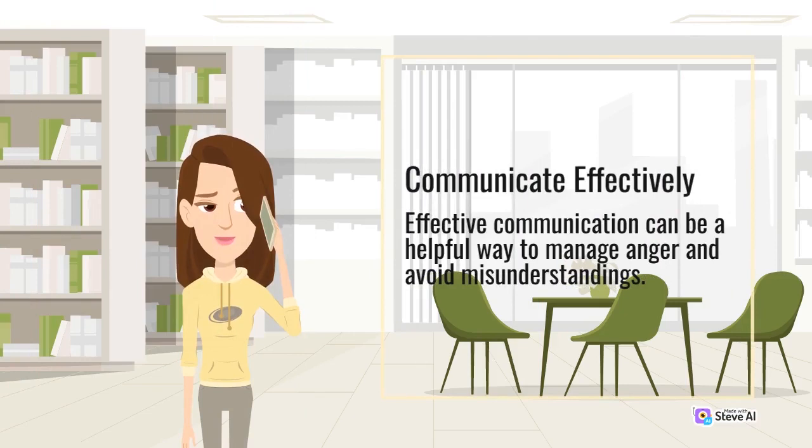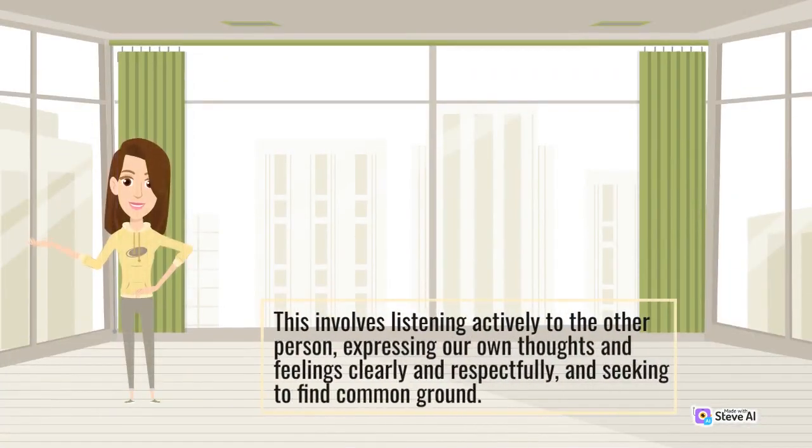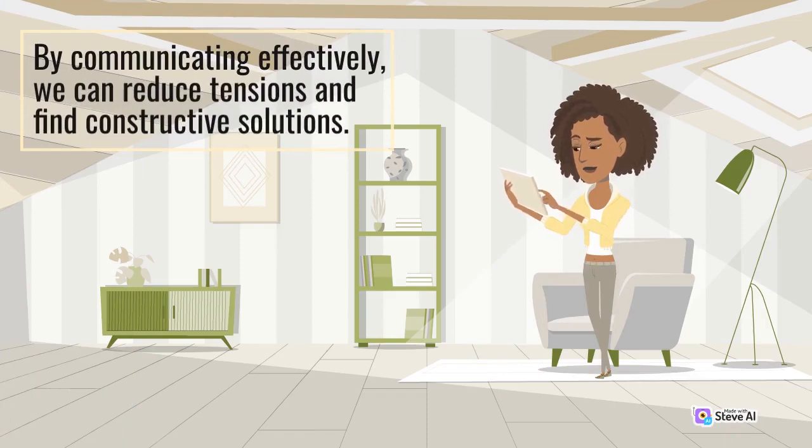Communicate effectively. Effective communication can be a helpful way to manage anger and avoid misunderstandings. This involves listening actively to the other person, expressing our own thoughts and feelings clearly and respectfully, and seeking to find common ground. By communicating effectively, we can reduce tensions and find constructive solutions.